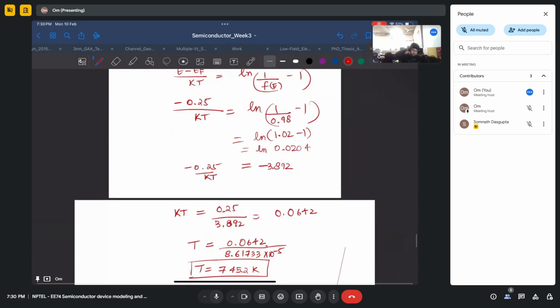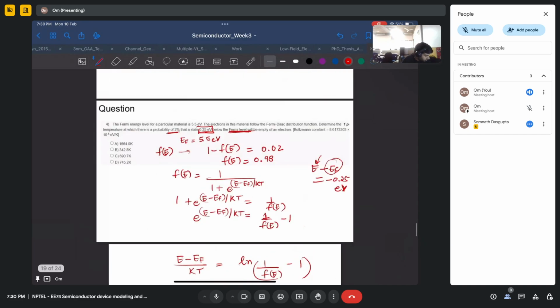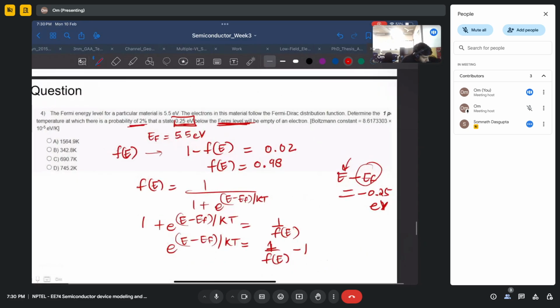Is this clear? Yes, sir. So the only thing to pay attention to here is that we have to take 1 minus F as 0.02, which means F is 0.98. And you have to take E minus EF as negative. These are the only two important points. The rest is just calculation.